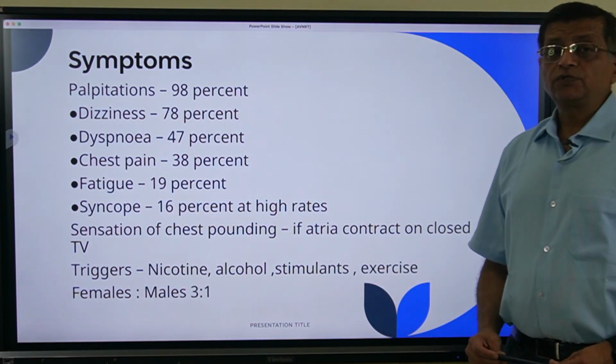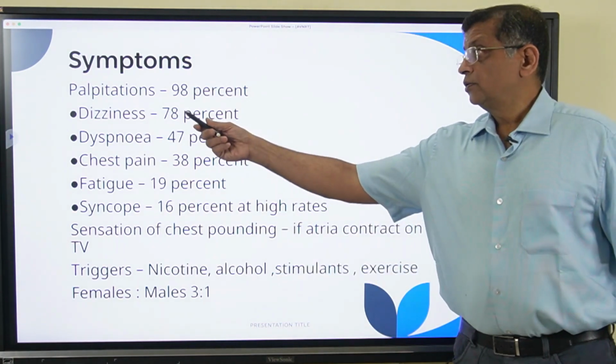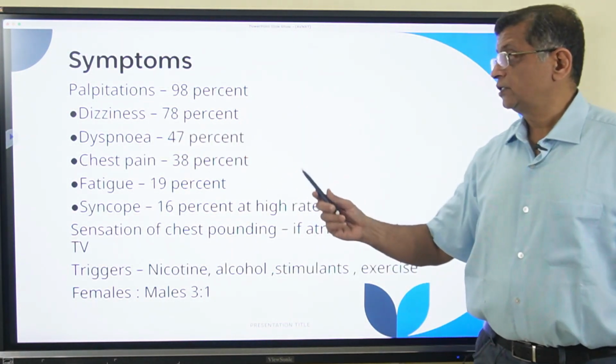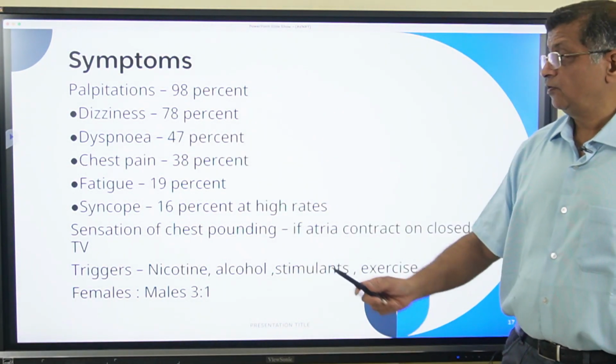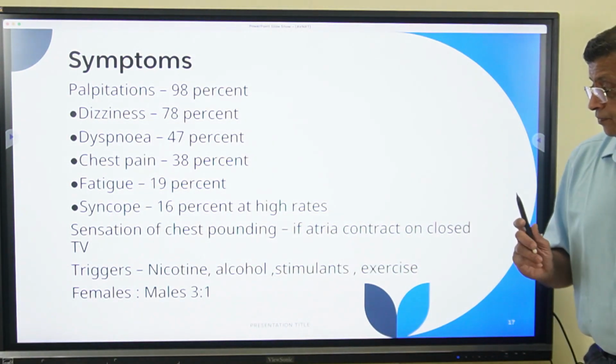Now, what are the symptoms? The most common symptom is palpitation. Some people can have dizziness, breathlessness, chest pain, fatigue, syncope, and even sudden cardiac death.